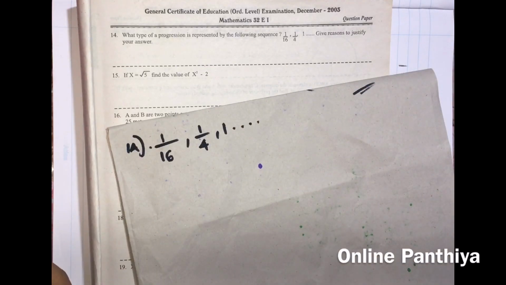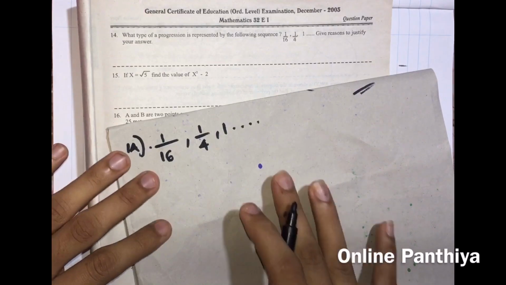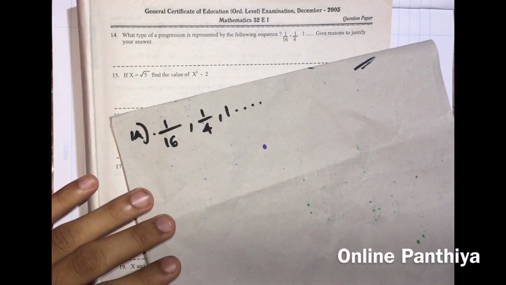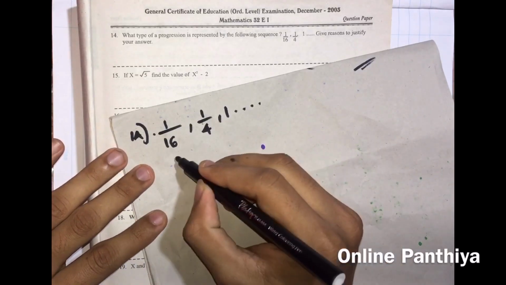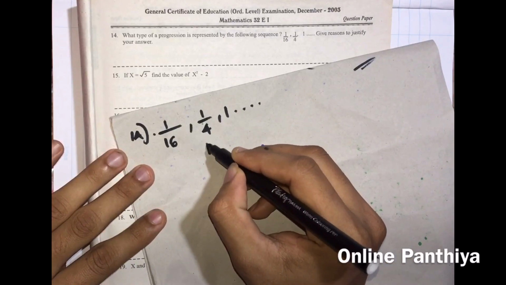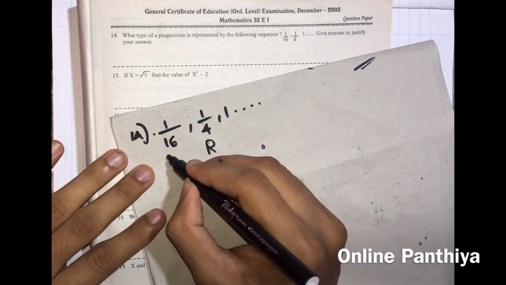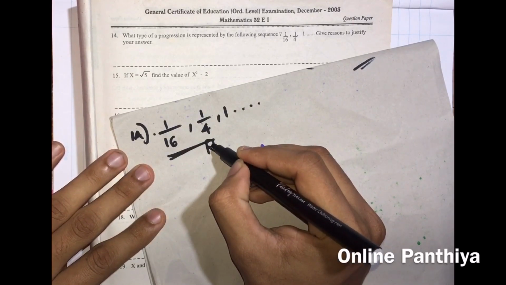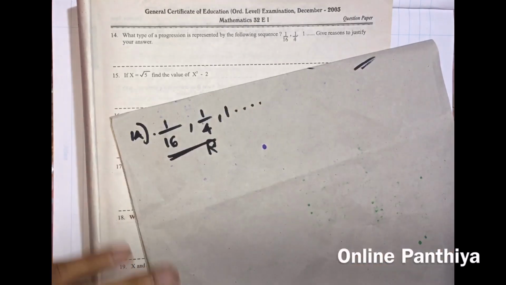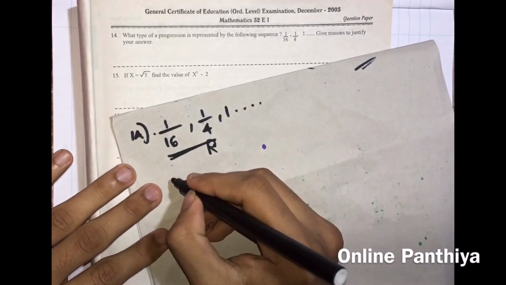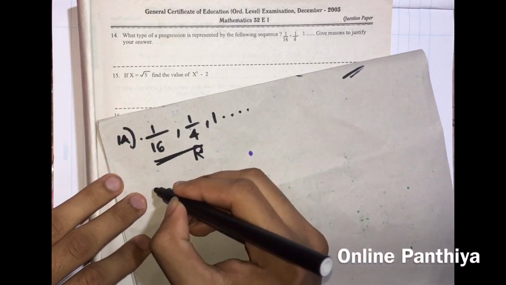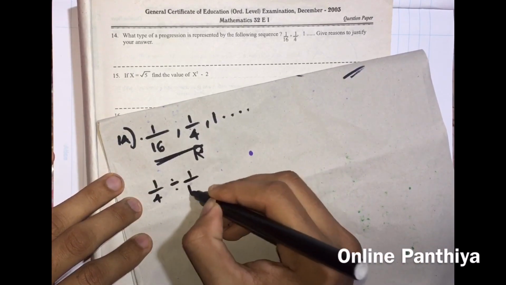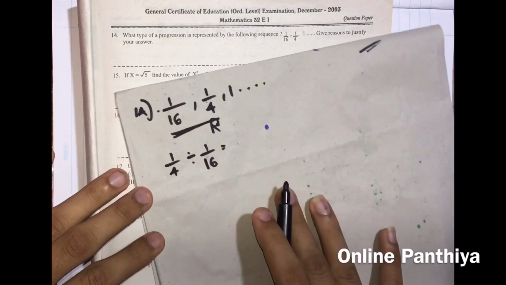Now you have to give a valid reason. Therefore, in order to say that this is a geometric progression, what you have to do is take these two terms and divide the term on the right hand side by the term on the left hand side. So you have 1 over 4 divided by 1 over 16. So how do you perform this division?